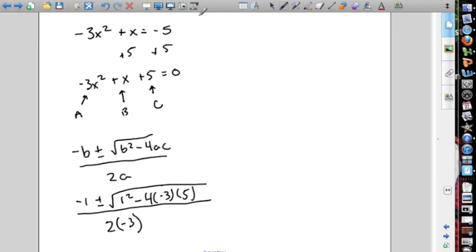Now you got to do the math here. I would not try to put all this on the calculator by any means. What I would do is calculate inside the square root first. And I apologize for my writing here, it's a little sloppy. 1 squared is just 1. And then I have negative 4 times negative 3. Now, negative 4 times negative 3 is positive 12, and 12 times 5 is 60. And so I have a positive 60, so it's going to be plus 60.